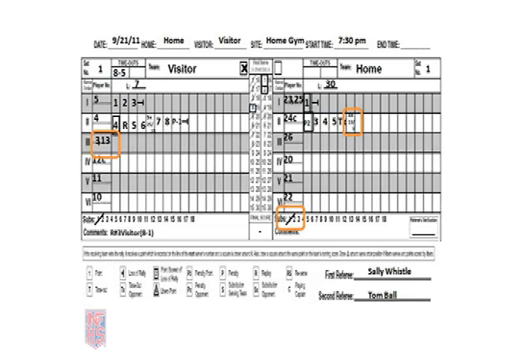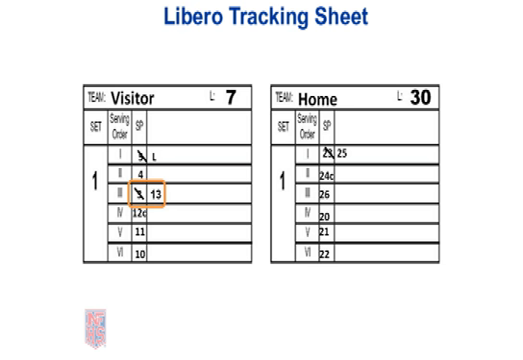Visitor requests a substitution, 13 for 3. We will record in the next box of home 24 SX 13/3. In the player number column, a comma is placed by 3 and 13 is written to the right of the comma. Then slash the 1 under visitor subs section to show this is the first substitution used by the team. The Libero tracker will slash visitor number 3 and write 13.